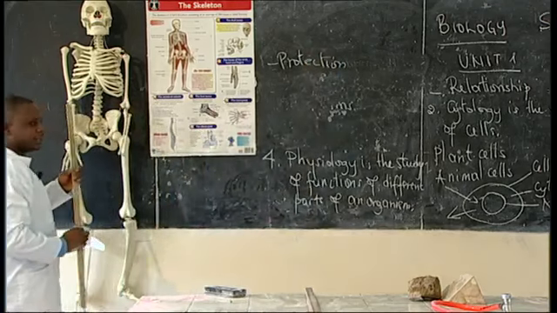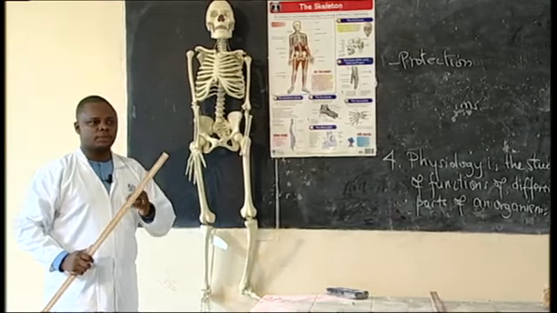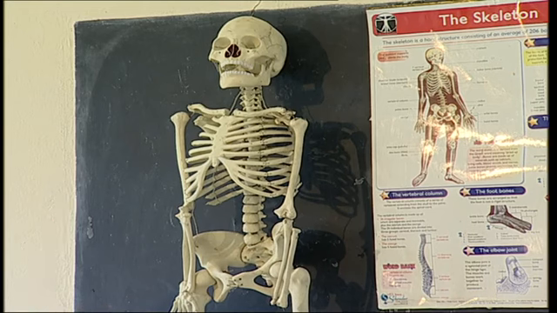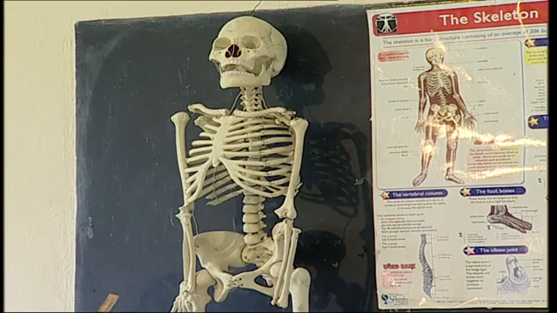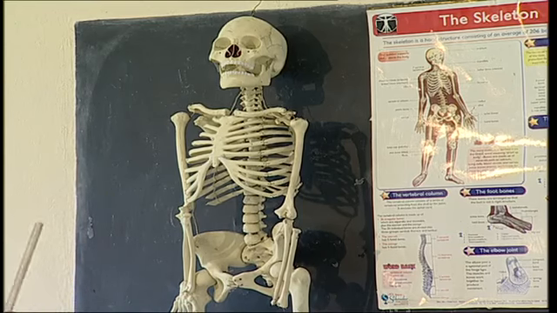Whereby this skeleton will protect internal delicate organs of the body. Take an example. The cranium will protect the brain. Ribs will protect internal delicate organs like heart and lungs. Another function of the skeleton is to give shape to the organism.